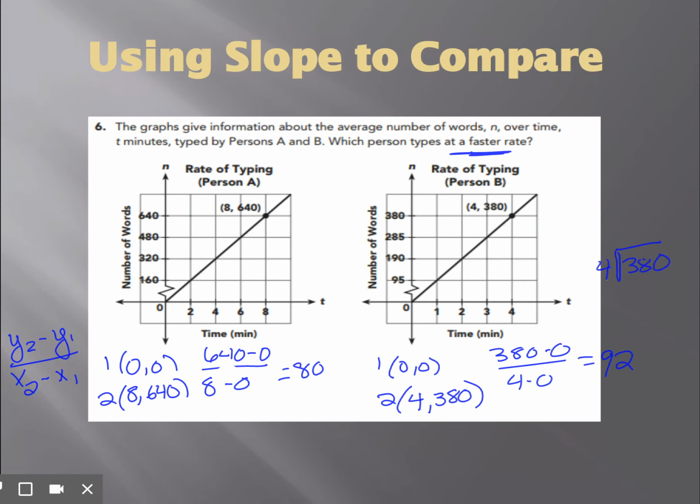4 goes into 38 9 times. I am left with 20. Oop, I made a mistake. I'm glad I checked. 4 goes into 20 5 times. So this is incorrect, and this would be 95 words per minute. That's the label, words per minute. So which person typed faster? Who has the larger slope here? Person B typed faster.